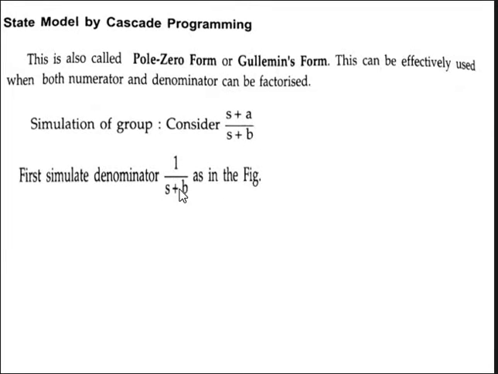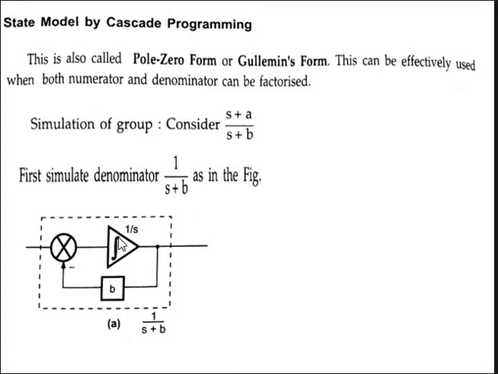First we simulate the denominator, so we write this function as s plus a into 1 by s plus b. First we draw the 1 by s plus b simulation, and after that we add the numerator s plus a. To draw 1 by s plus b, we already know we need one summation, one integration, and a feedback block. The feedback block value is b, and it is negative feedback. So this is the arrangement for 1 by s plus b programming.